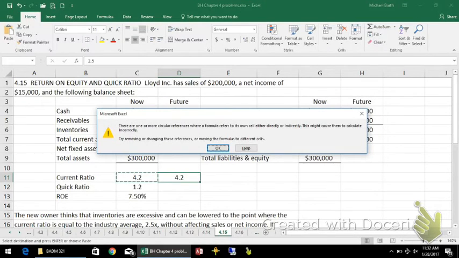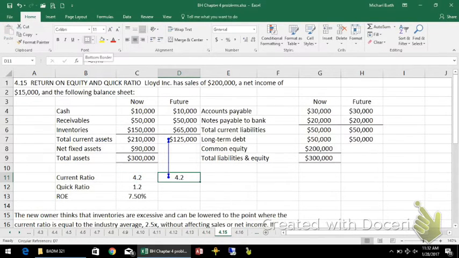then the current ratio, if I reduce this from 150,000 down to 65,000, my new current ratio, which is current assets over current liabilities, drops to 2.5, and I got my wish.